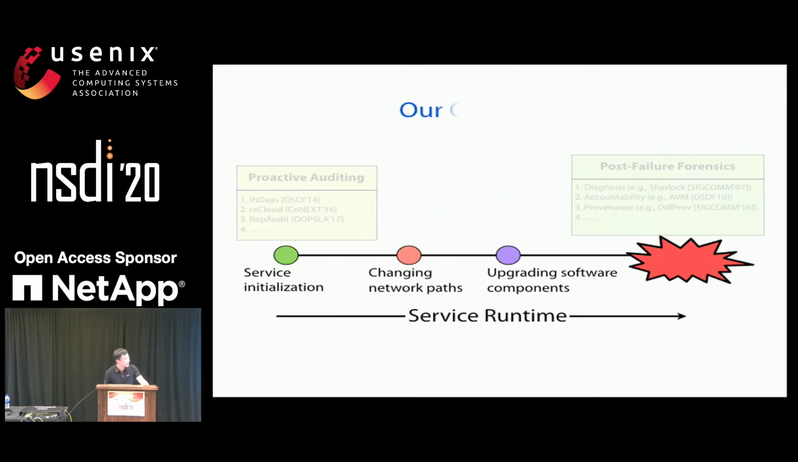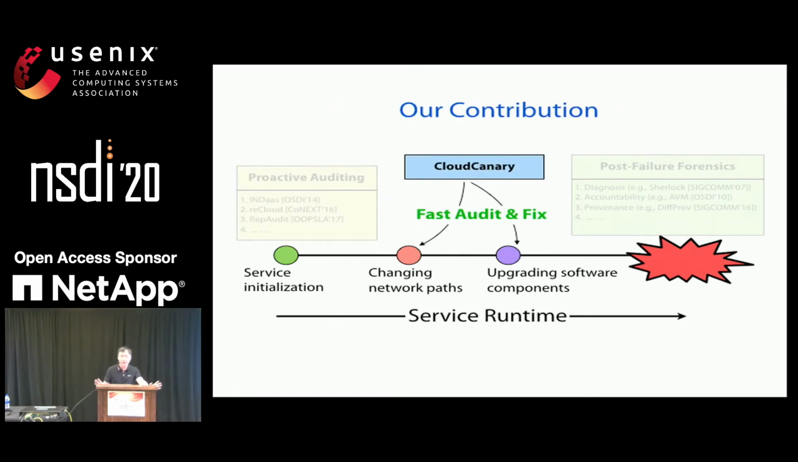So this is our contribution. In this work, we propose a system named CloudCanary. CloudCanary can quickly tell you where the potential correlated failure risks are that might be introduced by an update in the service runtime, and the auditing process is very quick. CloudCanary can also tell you how to generate an improvement plan if it detects any correlated failures.